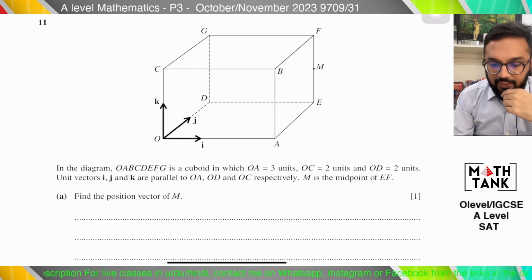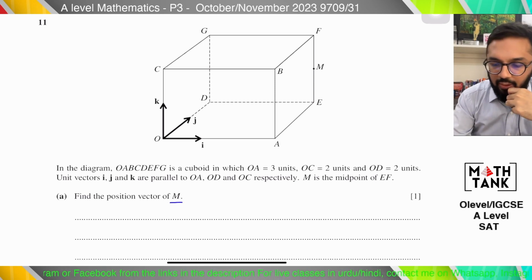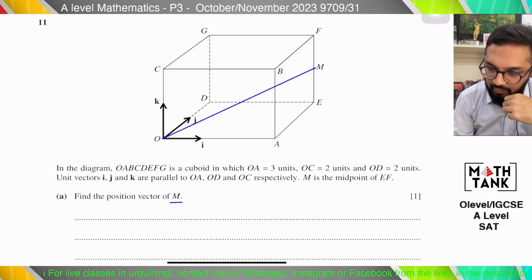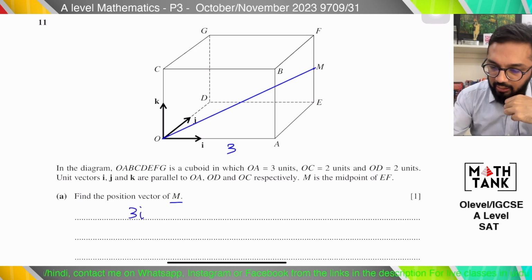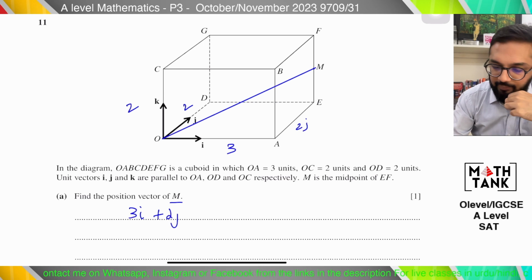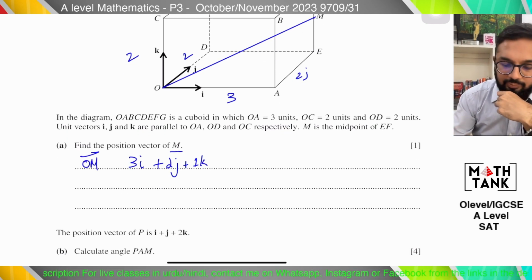Moving on to the last question, this is in the diagram OABCDEFG. OA equals this vector, M is the midpoint of EF. Find the position vector of M. So I want to travel from O to M. I'm going to go 3I, 2J, okay, OC is 2 and OD is 2 as well. So 2J and 1K. So that's OM, the position vector is this.